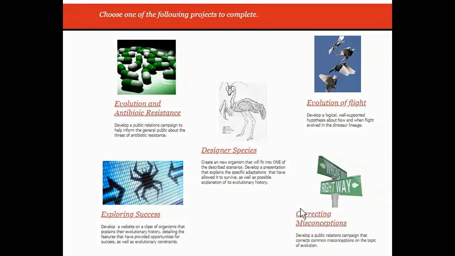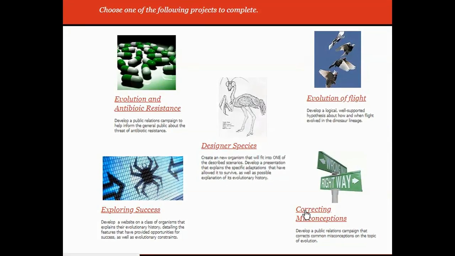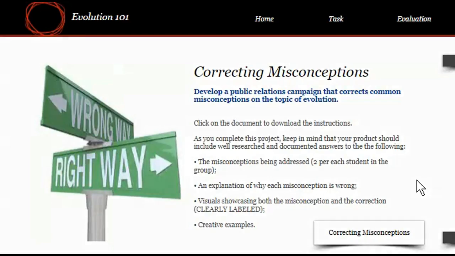The final of our 5 projects is correcting misconceptions. Let's take a look at that one. So a misconception is a thing that people believe, but that it isn't totally true. And there are a lot of things that people think they know about evolution that just aren't right. You're going to choose some misconceptions and you're going to create some sort of campaign to help people understand why they're wrong and how you know better.